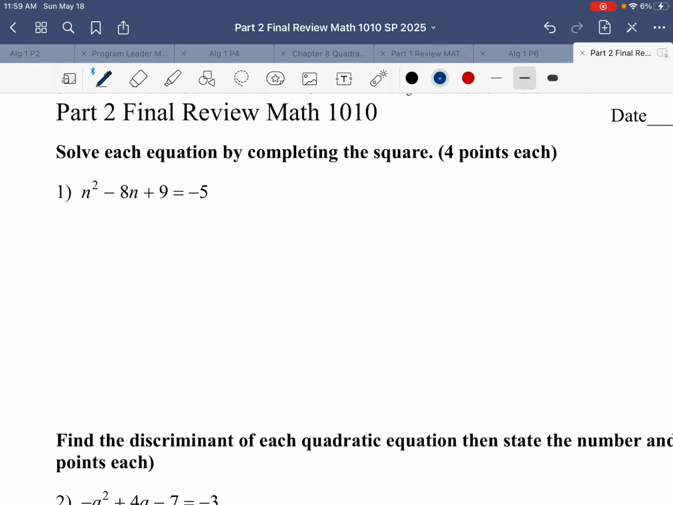Okay, this is part 2 of the final review. Some people saw this in class, but I just wanted to make sure everyone saw the setup for these. The first question is asking us to complete the square.